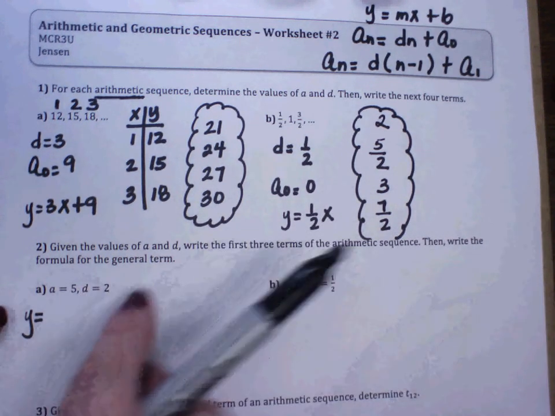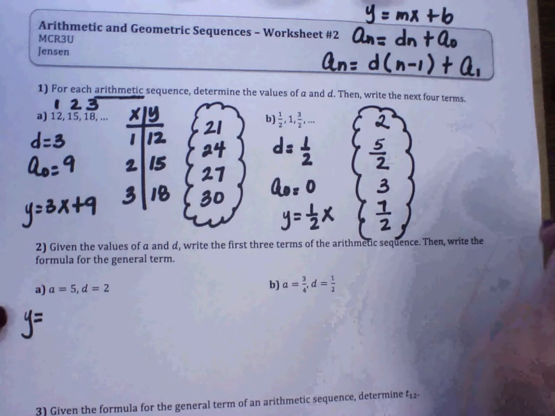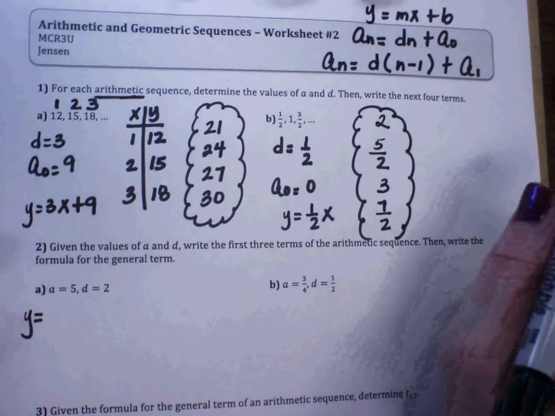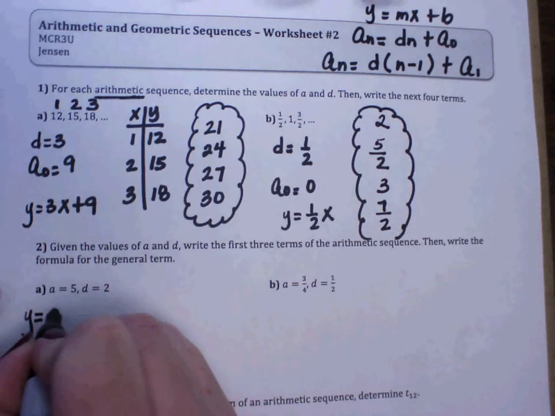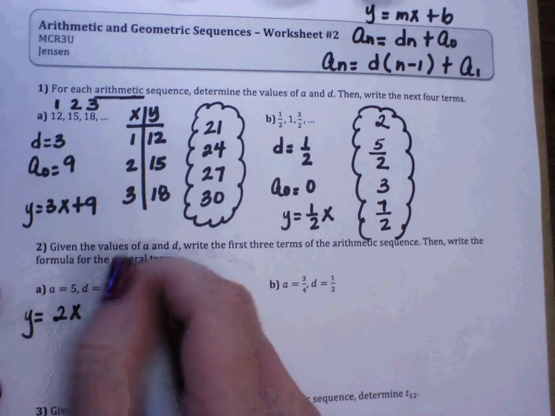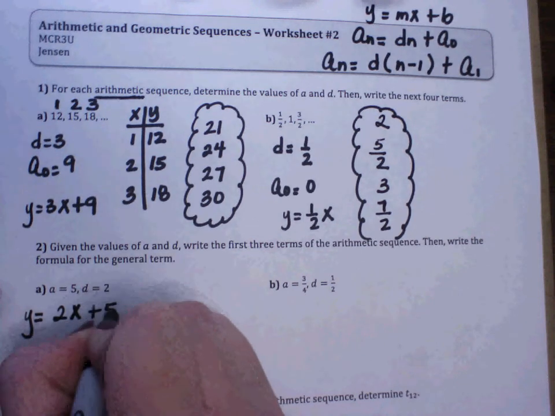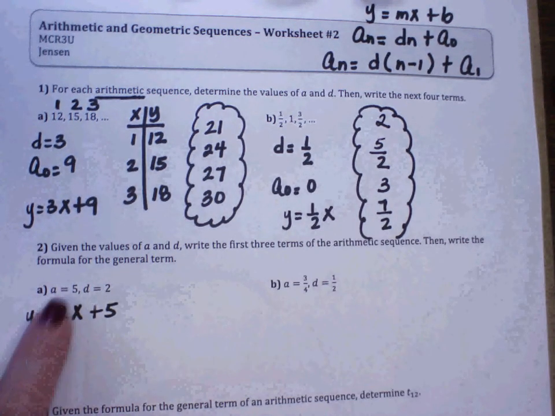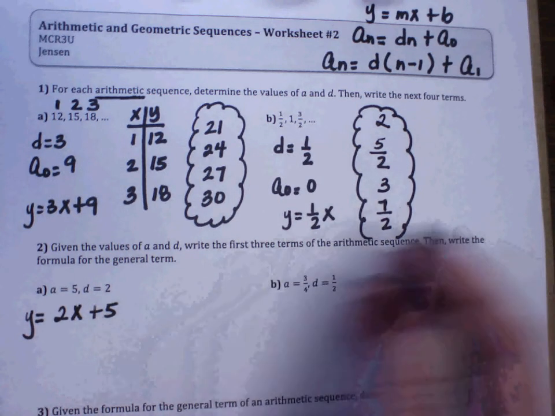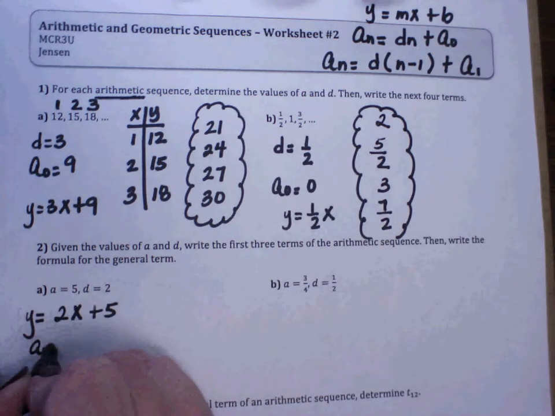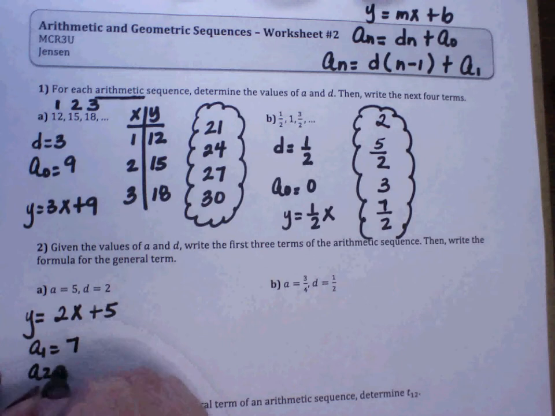You need to take that paper home and finish watching the video. All right, so that would be 2x plus what? Plus 5, because this is A of 0. All right, let's do the next 3 terms. A of 1 is 7. A of 2 is 9. And A sub 3 would be 11. There you go. We're done.